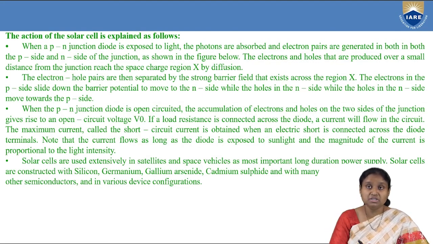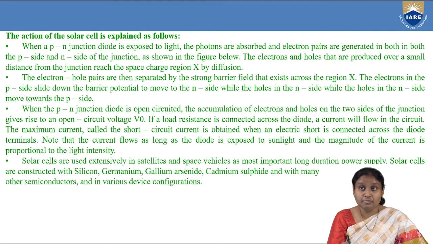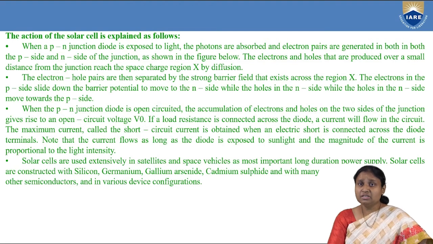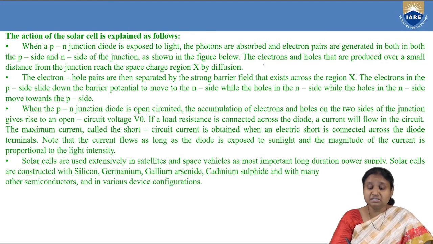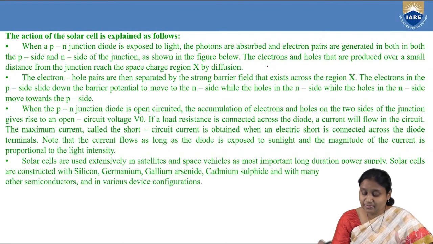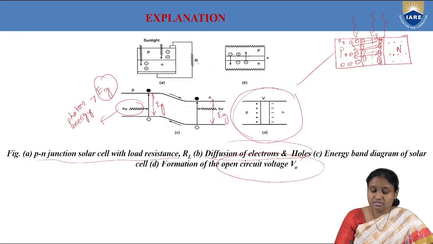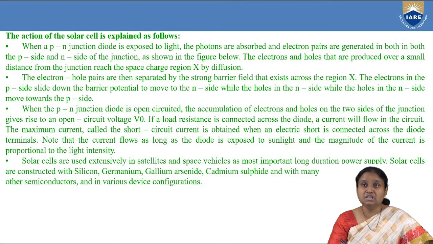As you can see here, when a PN junction diode is exposed to light, photons are absorbed and electron-hole pairs are generated on both the p side and the n side of the PN junction. Across the junction, electrons and holes are separated by a small distance, giving rise to voltage. These electron-hole pairs are separated by a strong barrier field. If you go back to our fourth figure, we can make out that there is separation of charges, which gives rise to a strong barrier field.